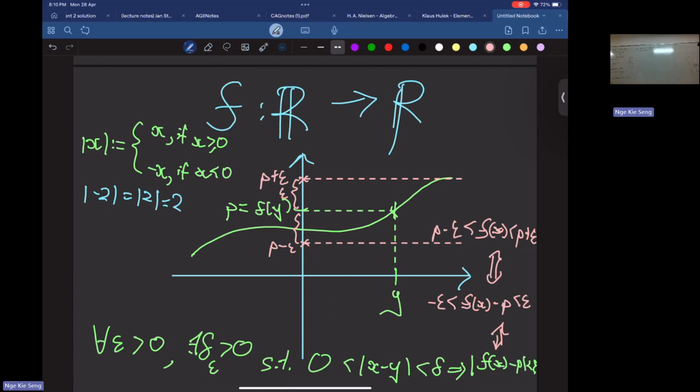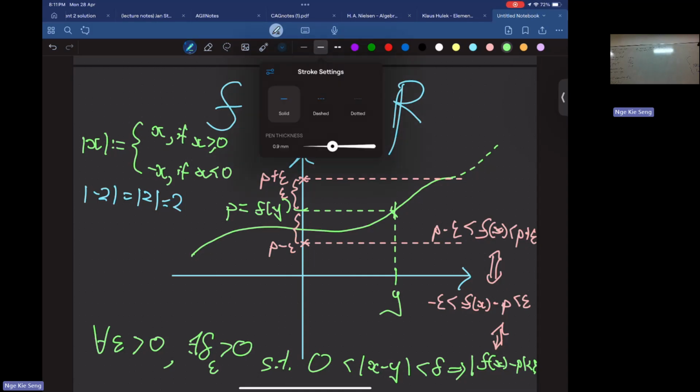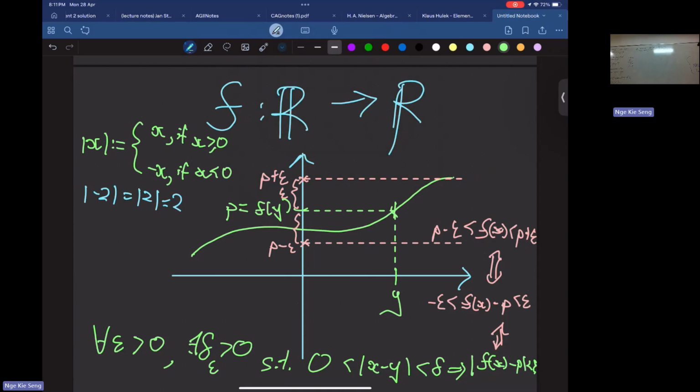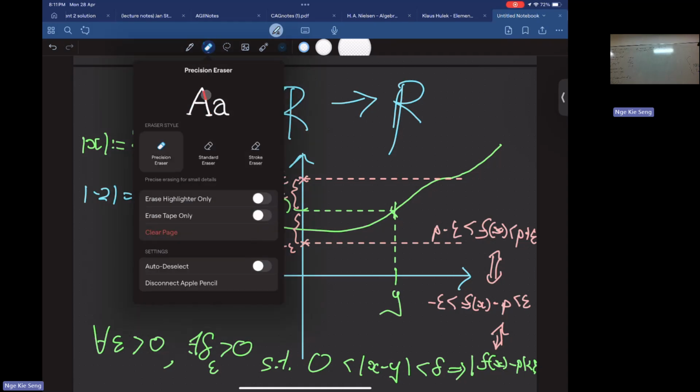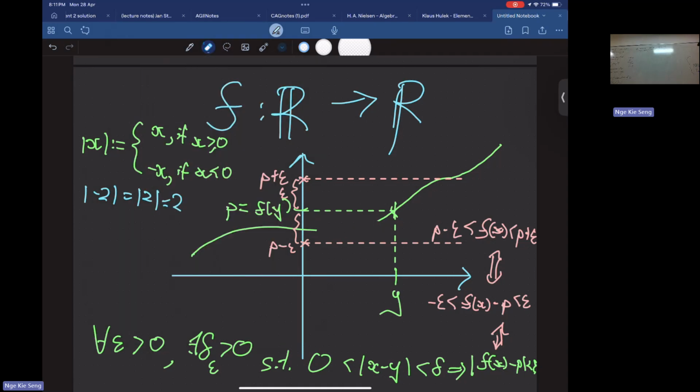Let me draw this graph a bit. Let's draw it a bit longer. And then let's do a little trick here. Let's move this graph a bit lower. Okay, let's change our f to this. Since I told you this part, right?